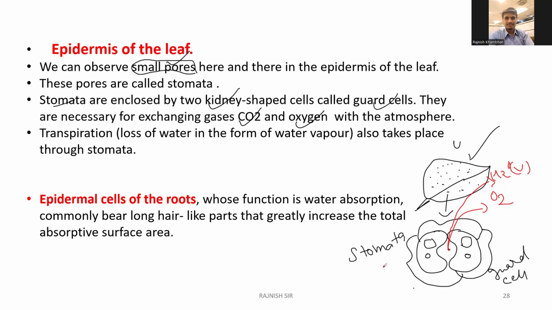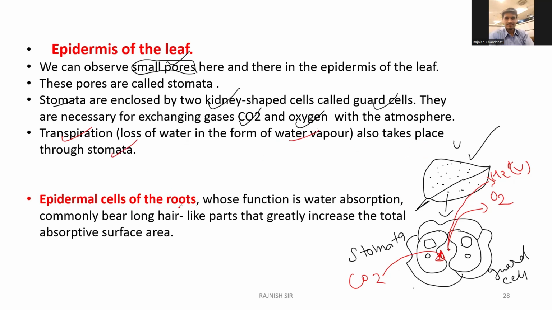At the same time, plant requires CO2 for photosynthesis. So the CO2 will enter inside through the stomata. So this is the place, it is the location from where exchange of the gases occurs. That means CO2 enters inside the leaf and O2 and H2O exit the leaf through the stomata. So it is called as transpiration, means loss of water in the form of water vapor. Also takes place through the stomata.